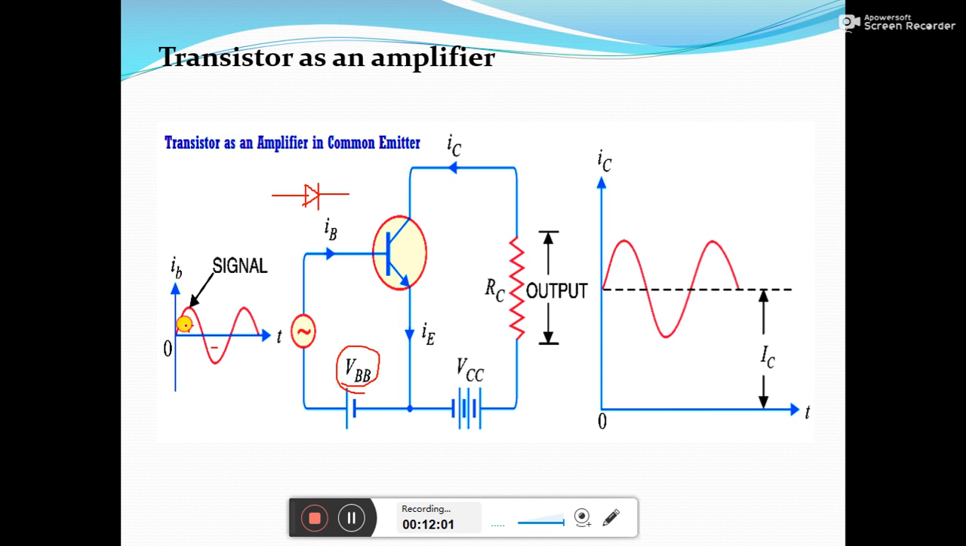Let's say if a positive signal comes here, this diode is more forward biased, meaning more forward voltage is given. If the negative half cycle comes here, this diode is less forward biased.